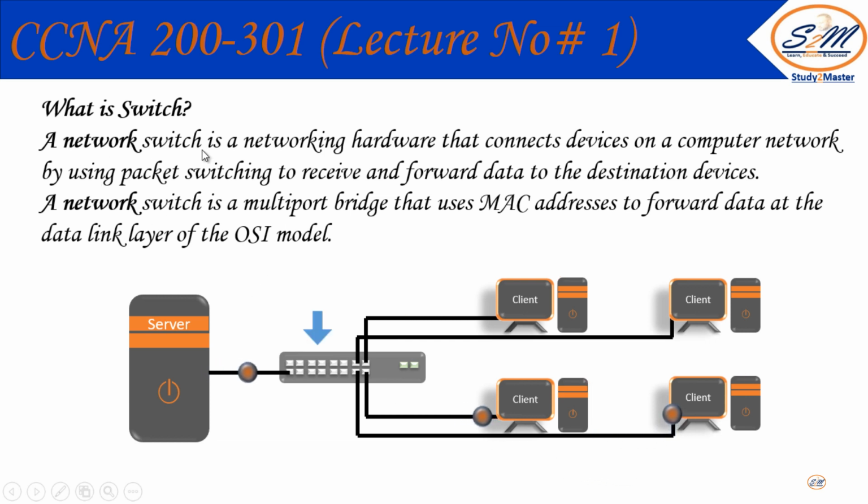A network switch is networking hardware that connects devices on a computer network by using packet switching to receive and forward data to the destination device. A network switch is a multi-port bridge that uses MAC addresses to forward data at the data link layer of the OSI model. So this device is called a switch. A switch acts as an intermediary device, or in an easy word, we say switches act as a bridge. They cross data from side A to side B and from side B to side A.